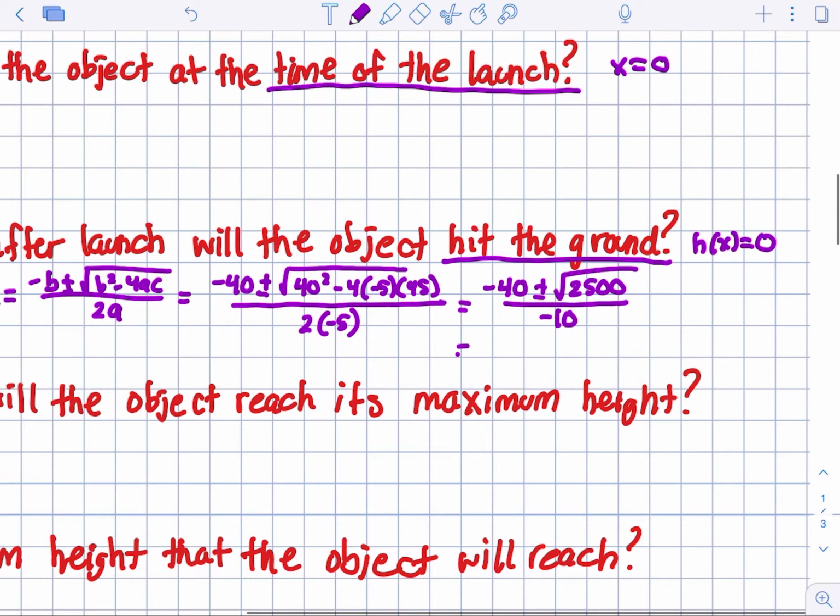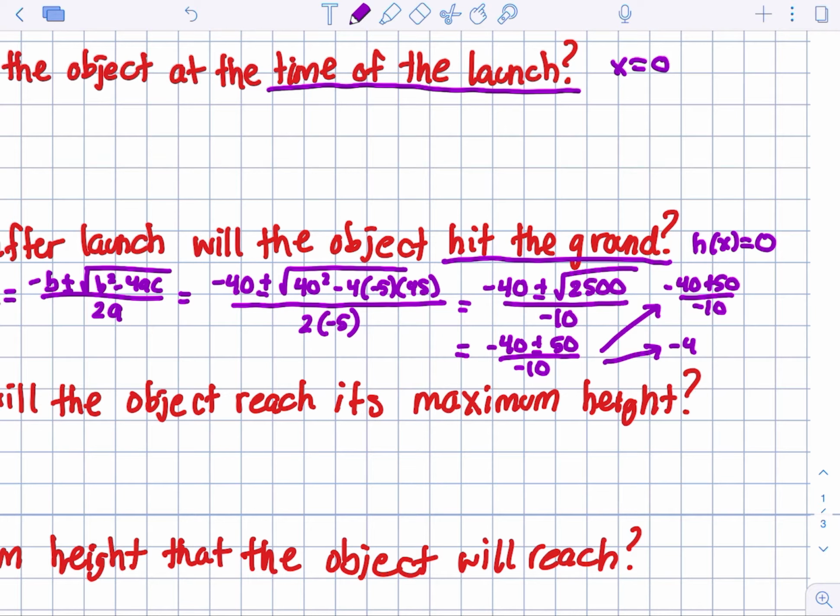And this is going to give you negative 40 plus or minus the square root of 2,500, which is 50, all over negative 10. Now we get two equations, right? We're either going to have negative 40 plus 50 over negative 10, or negative 40 minus 50 all over negative 10. And this is going to give you negative 1 second, or this is going to give you 9 seconds. And it has to be this one, because that's the only one that gives you a positive.